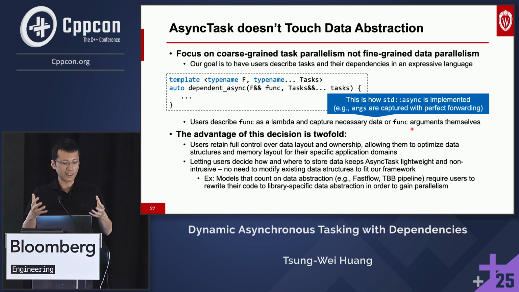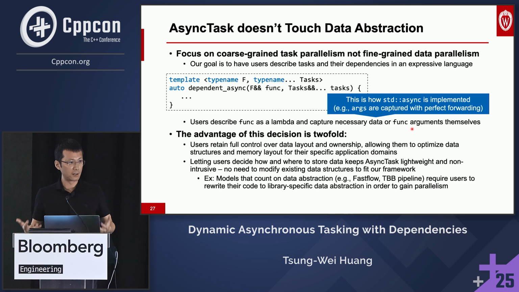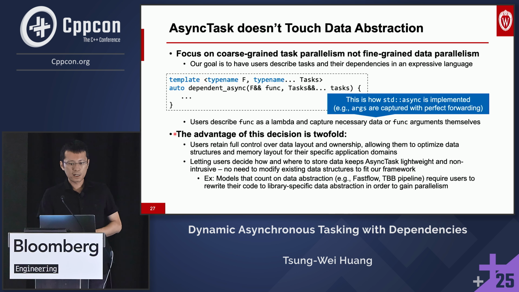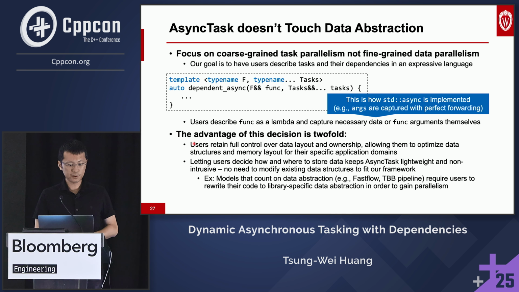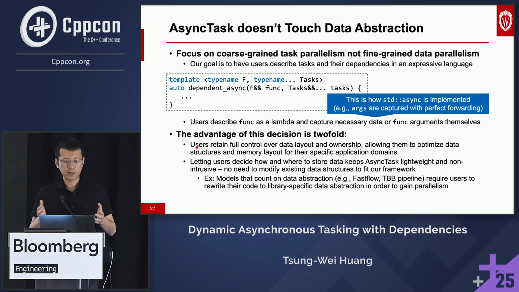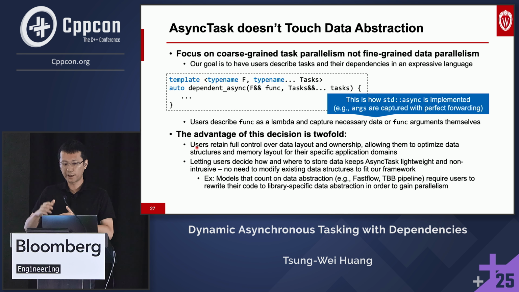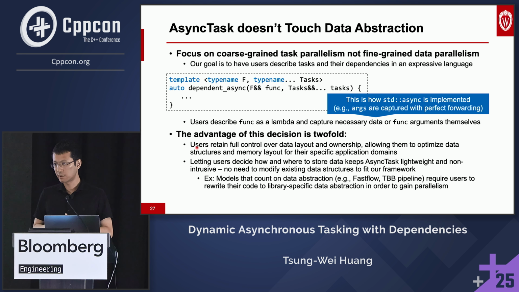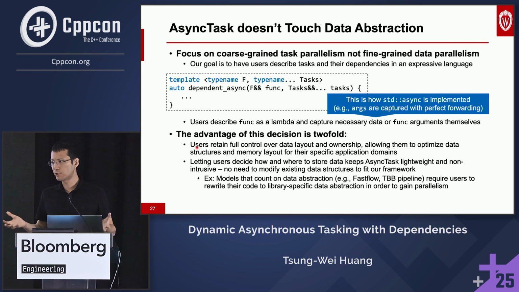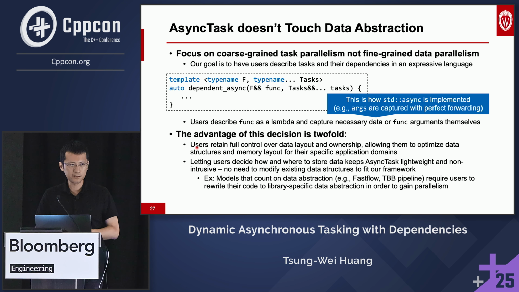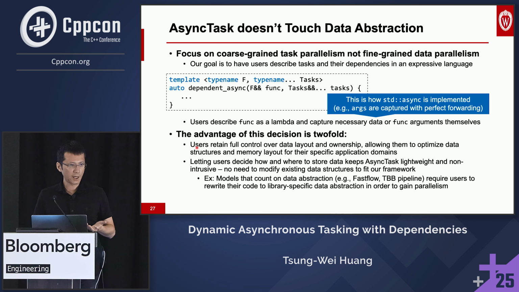This is basically how std::async can be implemented based on the early presentation of the talk, right? The advantage of this decision is twofold. First, users still retain full control over data layout and ownership. And this allows them to optimize data structure and memory layout tailored to their specific application domain. Because the way you want to structure your data, organize your data structure, optimize your memory layout is completely dependent on your algorithm, your application. And we don't want to do that.